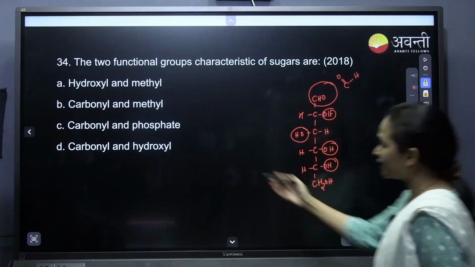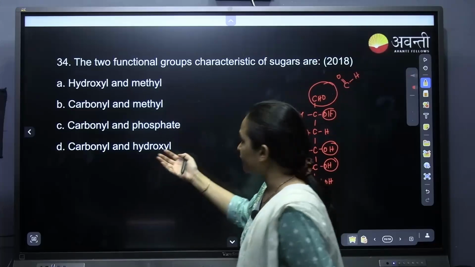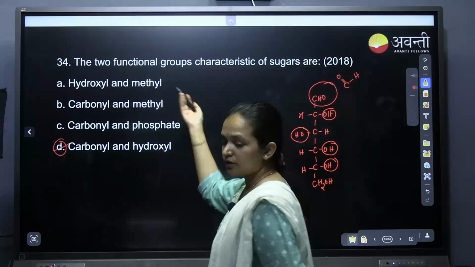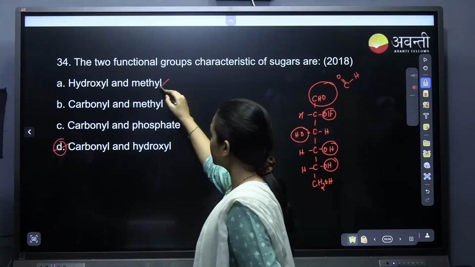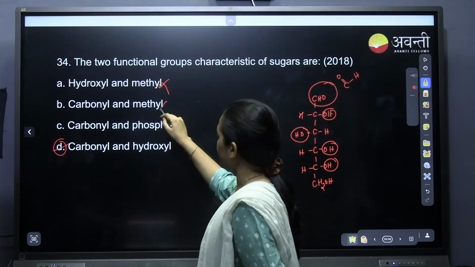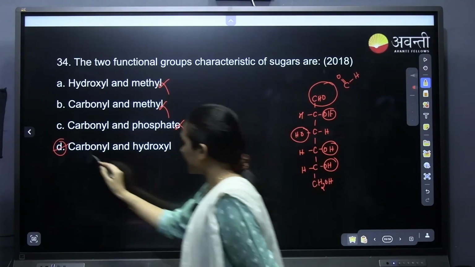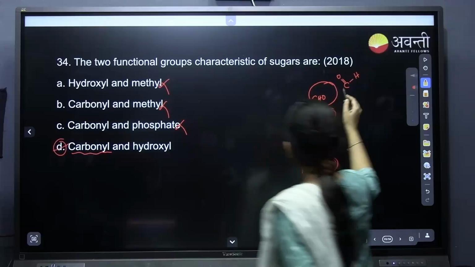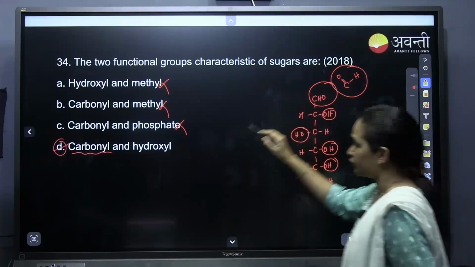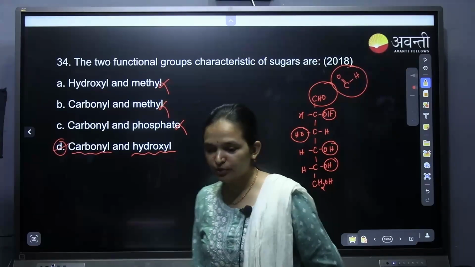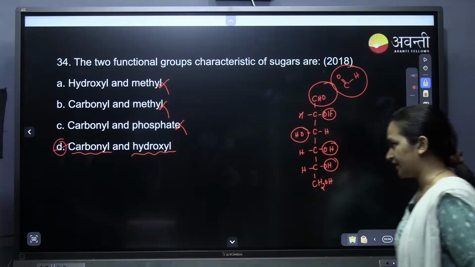Understood? So is there any phosphorus? We'll just eliminate it. Option D is the correct answer, as you already got it. Is there any methyl group here as a functional group? No. Then phosphate group? No. They have a carbonyl group, that is the aldehyde group, as a functional group, and the hydroxyl group. Understood? So which makes D for Delhi the right answer.